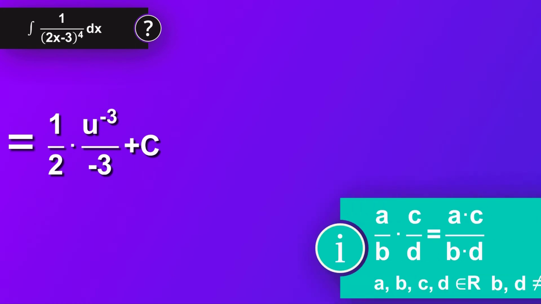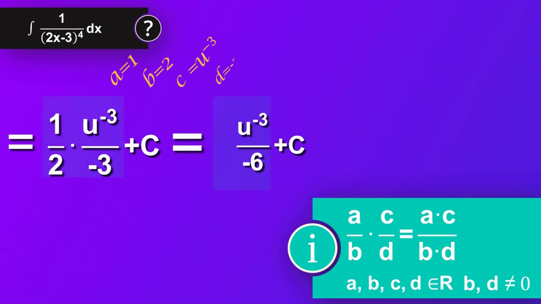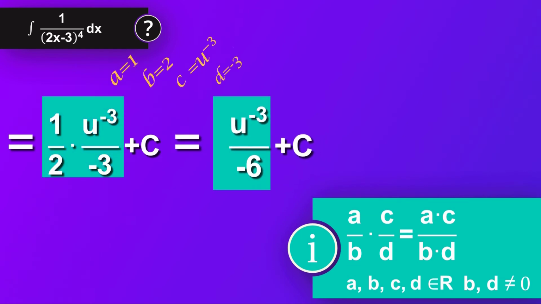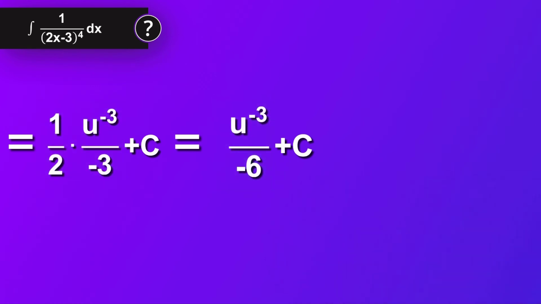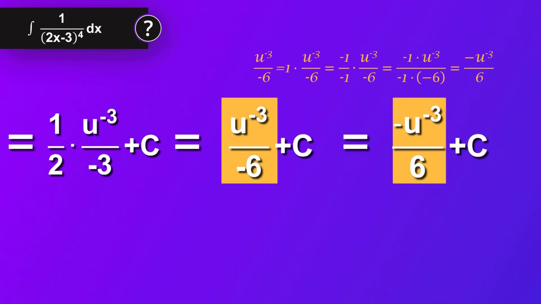Thus, we may multiply a half by u raised to minus 3 divided by minus 3. We will get in the numerator u raised to minus 3 and in the denominator minus 6, plus constant c. We want to get rid of the minus in the denominator. To do so, we multiply the whole expression by 1. We can always make 1 from minus 1 divided by minus 1. It is still 1. But in our case, it enables us to get rid of the minus in the denominator, as minus multiplied by minus is a plus. As a result, we have minus u raised to minus 3 divided by 6 plus constant c.